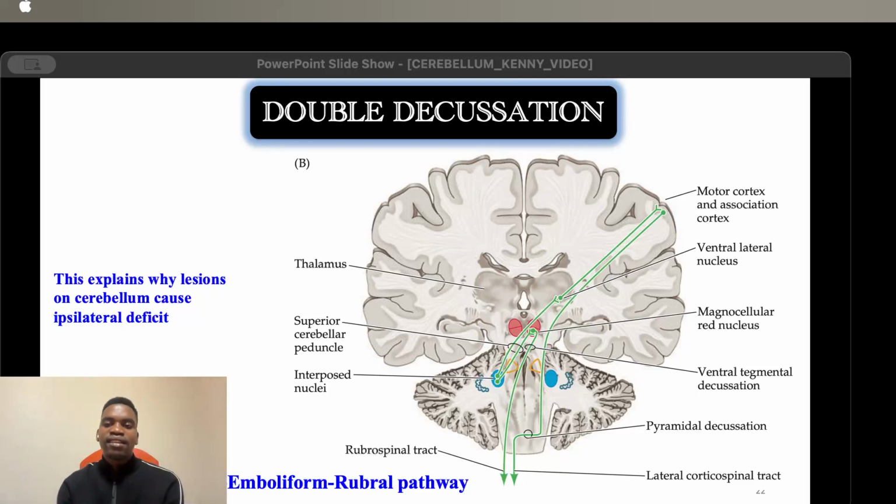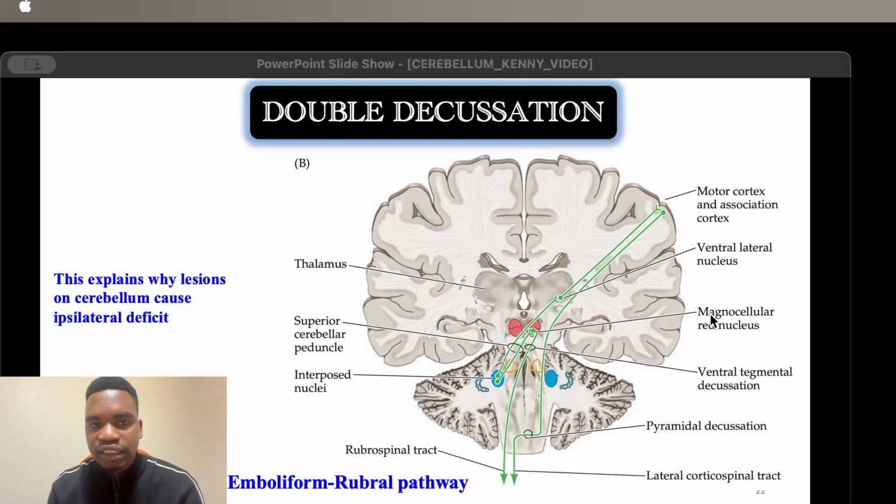So this is why we were saying that if you have damage to the left side of the cerebellum, the symptoms will be seen on the same side of the body. So right for the right cerebellar hemisphere, left for the left cerebellar hemisphere.